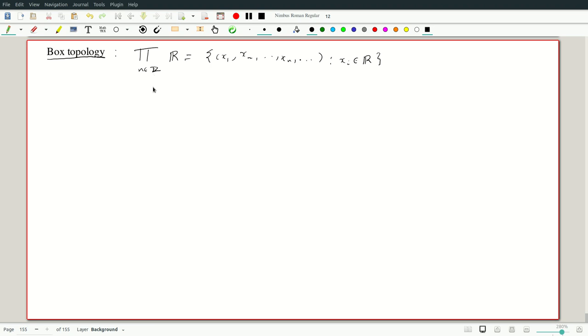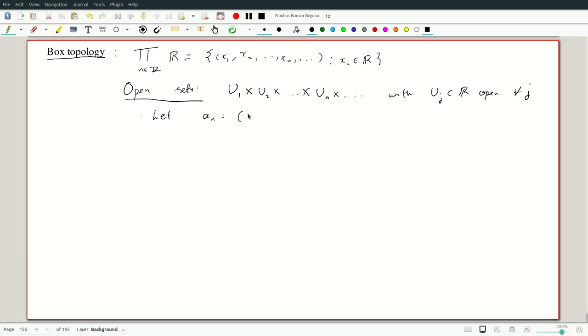So with these sequences we have, well, remember what the open sets are. This is the naive generalization from finite dimension. They're u1 cross u2 cross so on, the product of un with uj contained in R open for all j. Okay, that's fine. So let's look at some specific sequence. Let an be the sequence which is given by 1 over n, etc., 1 over n. And a infinity is, you can guess, 0, 0, 0 onwards.